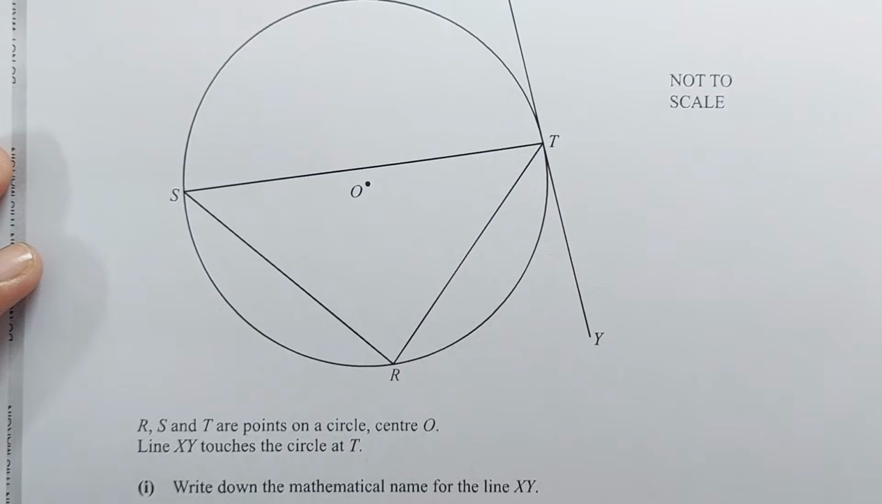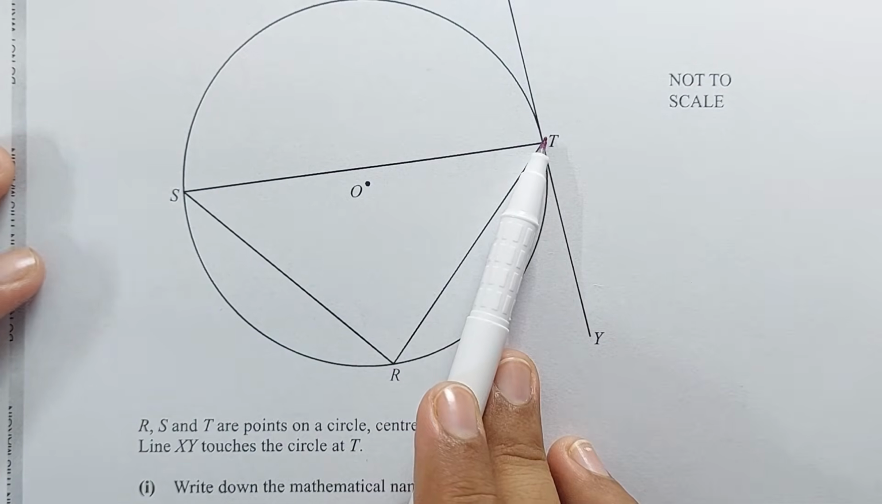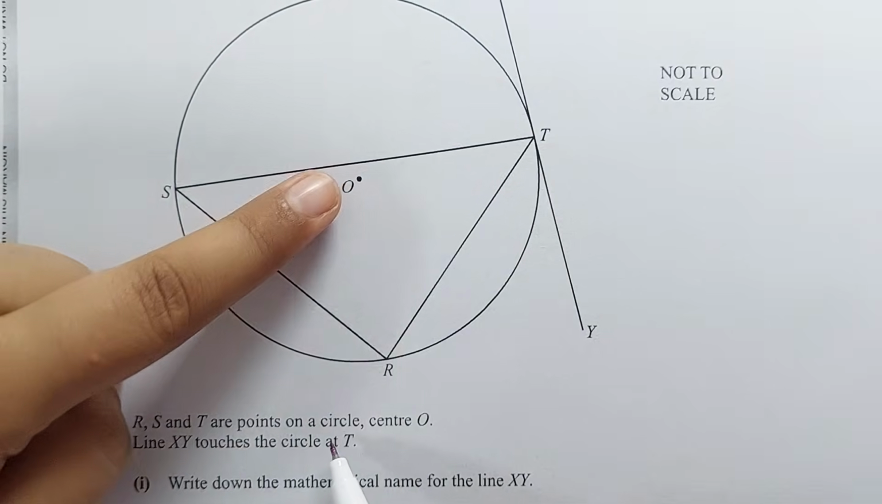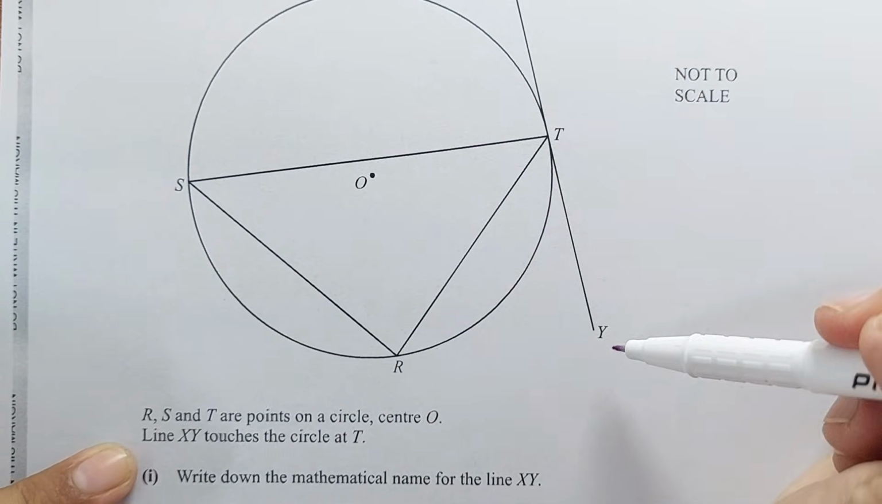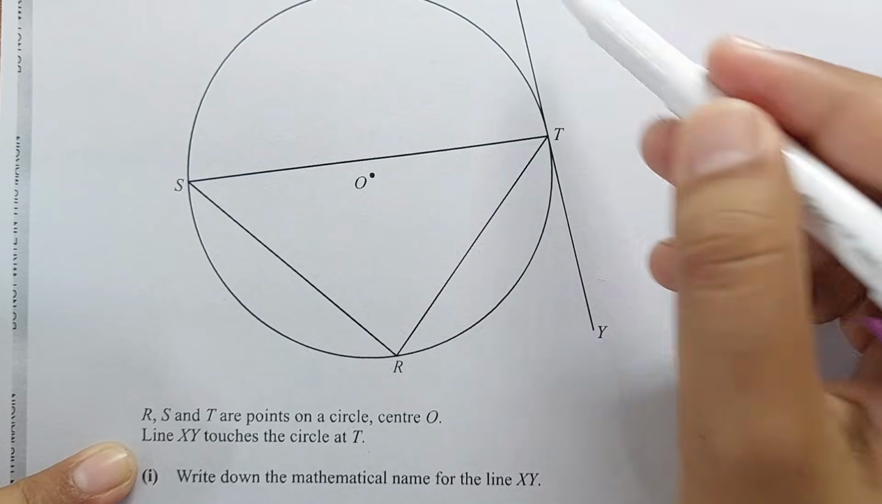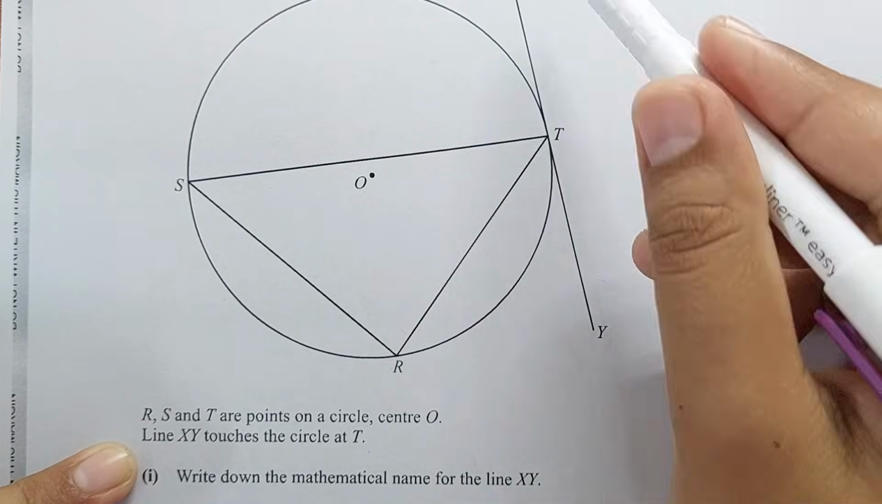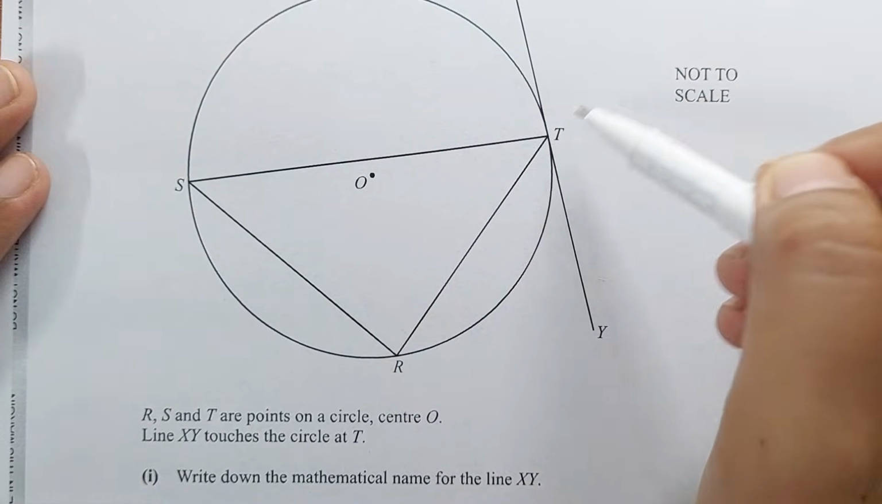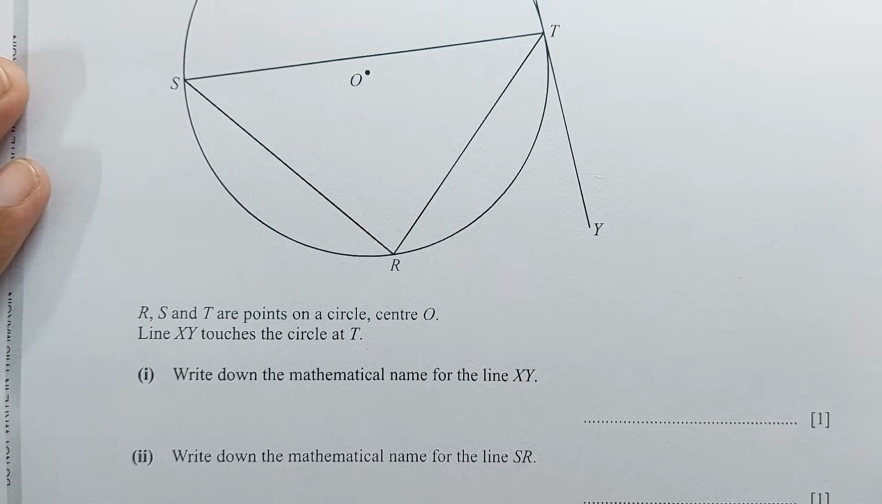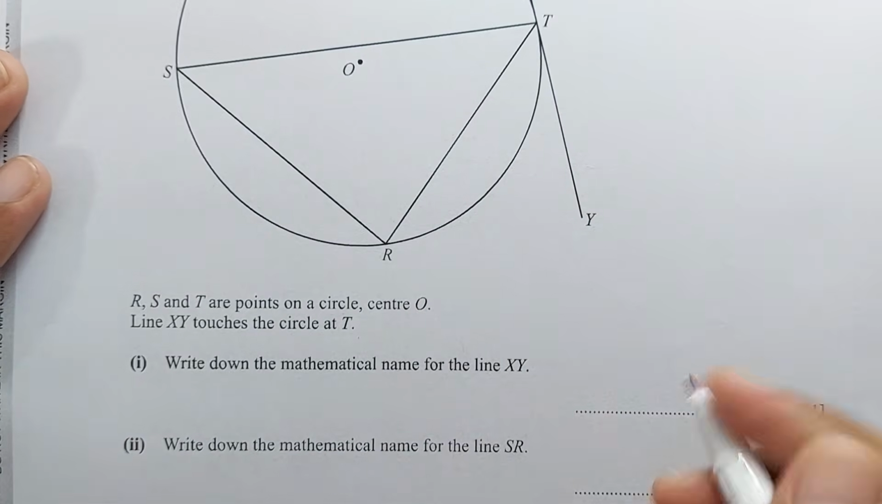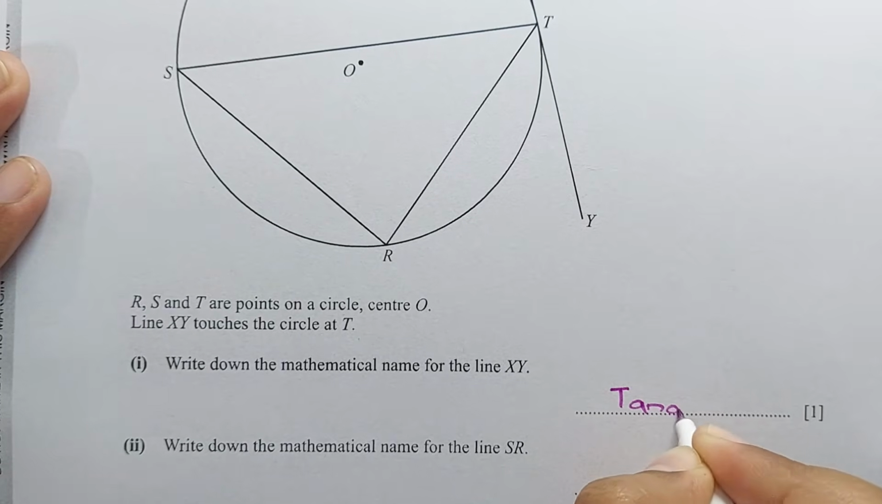Now for part B, R, S, and T. These are points on the circle with center O. The line XY touches the circle at T. It means it is tangent to the circle. Number one, write down the mathematical name of the line XY. Obviously, that line is a tangent to the circle at point T. It is a tangent.